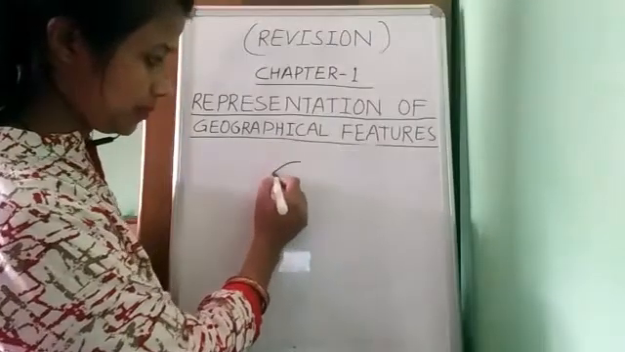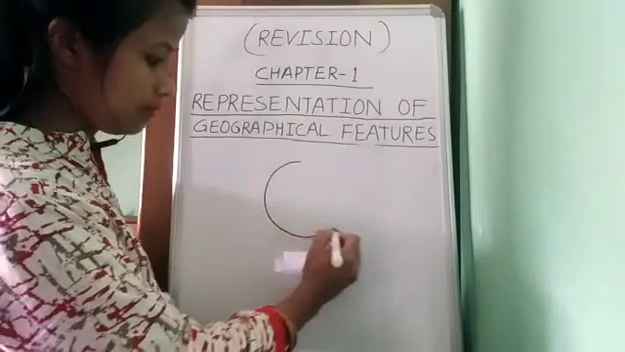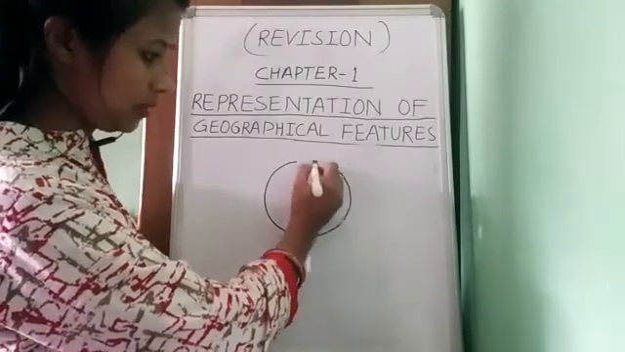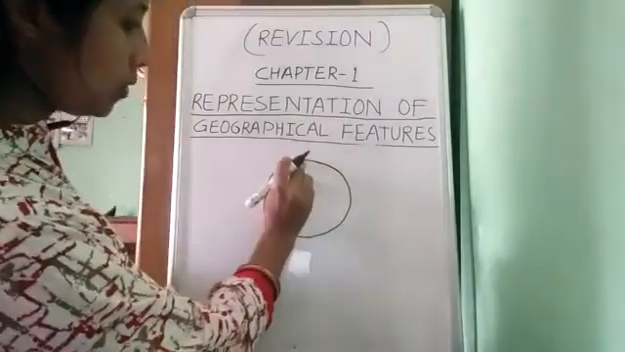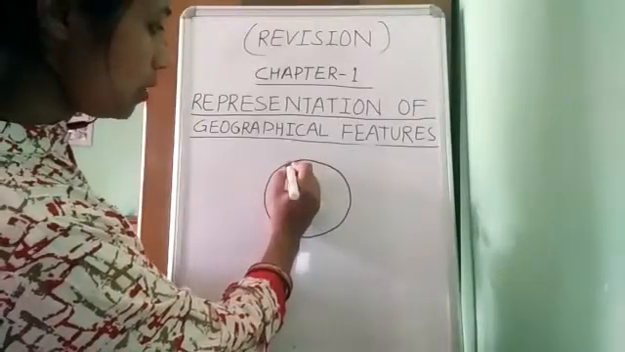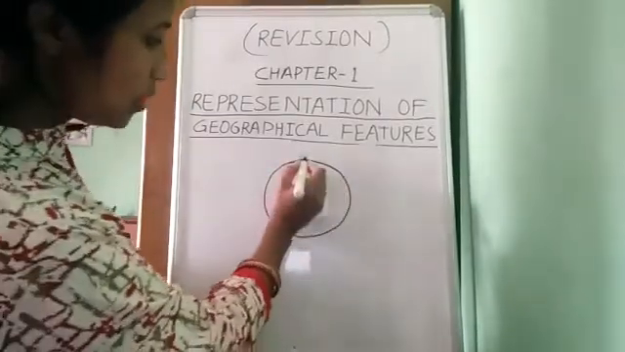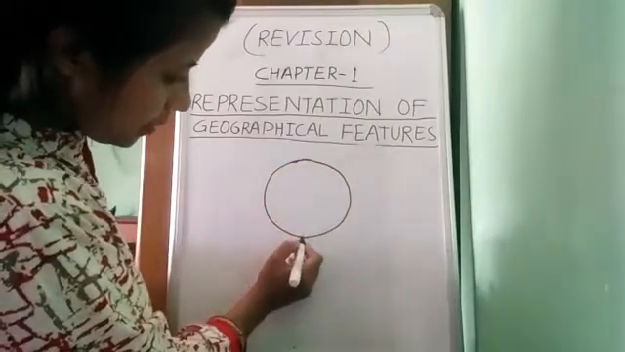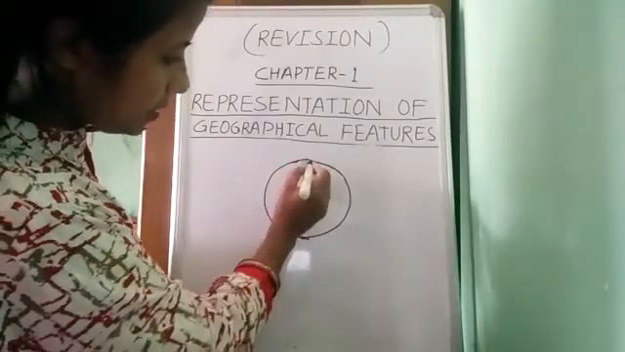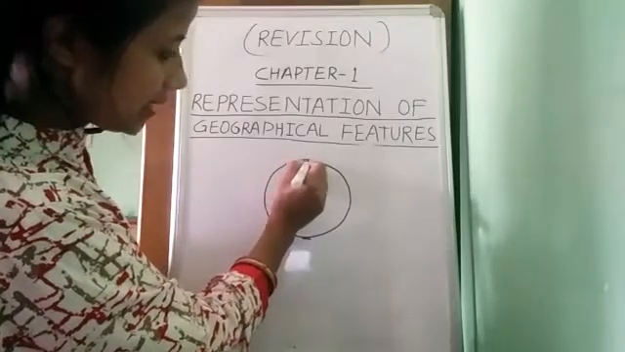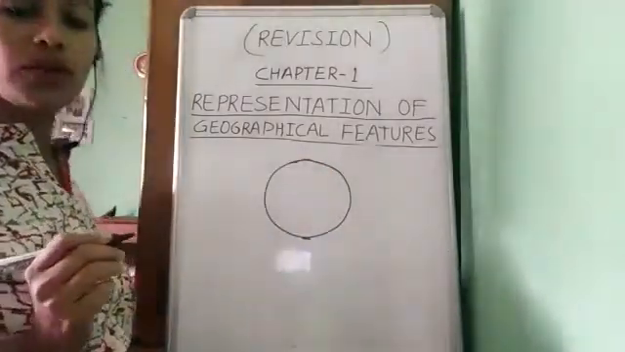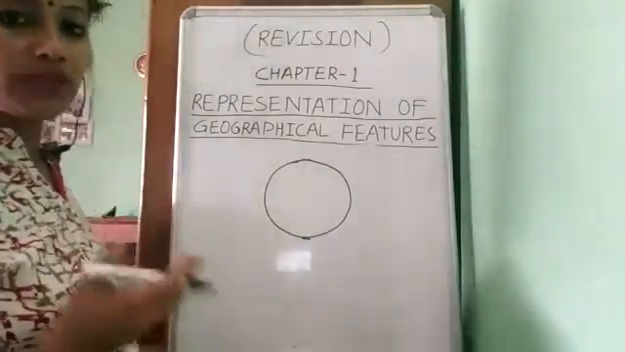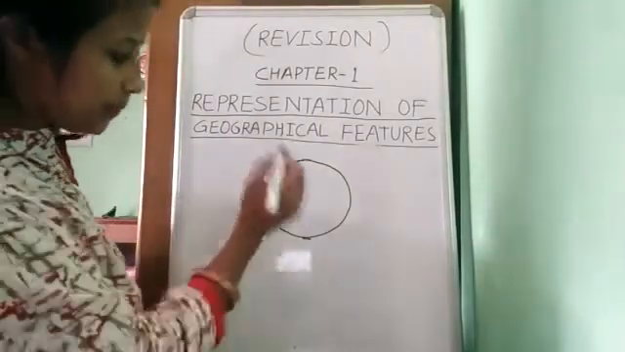Now, the shape of the earth. The shape of the earth is called spherical or geoid. Why geoid? Because it is slightly flat here on the poles. Here is the North Pole. It is slightly flattened. That's why the shape of the earth is called spherical or geoid.